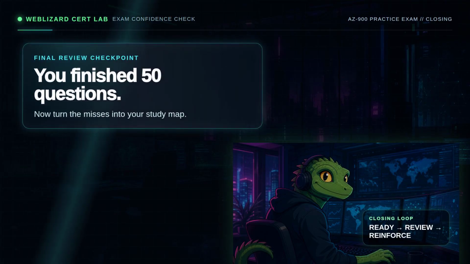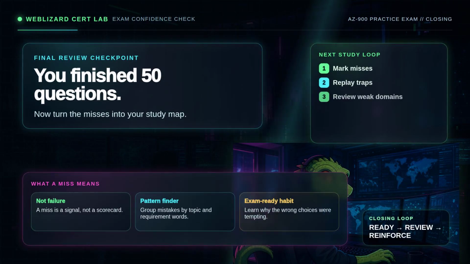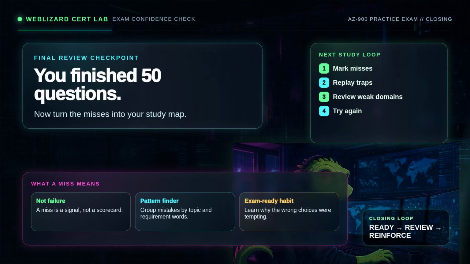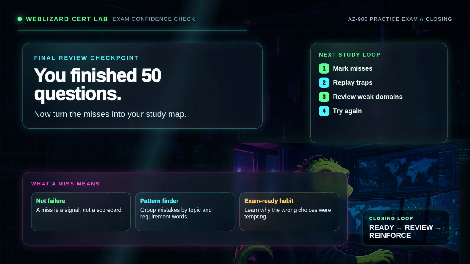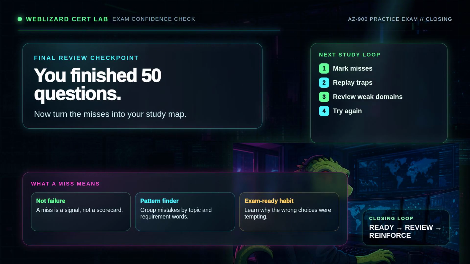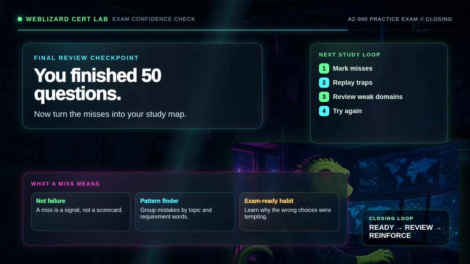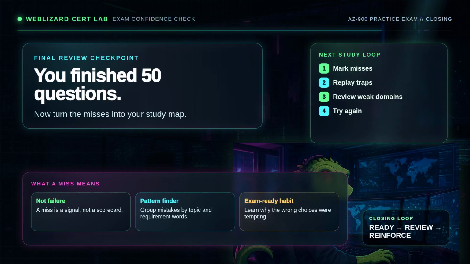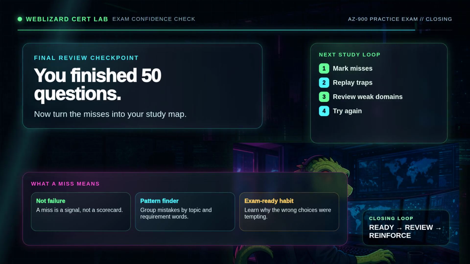You made it through all 50 questions. Do not treat missed answers as failure. Treat them as your study map. Look for patterns: cloud concepts, identity, networking, pricing, security, or governance. Replay the questions you missed, focus on the exam trap, and ask why the wrong choices were tempting. That is how practice turns into real exam confidence.